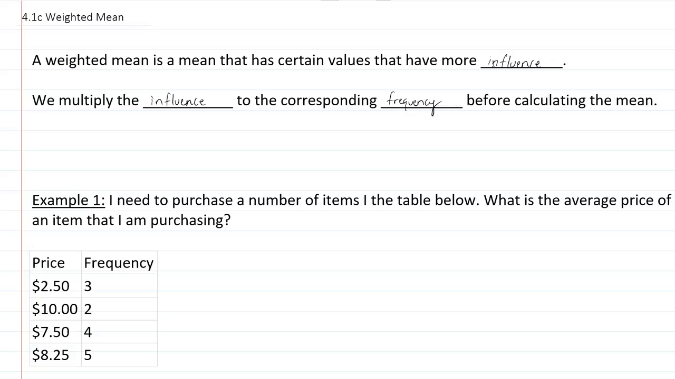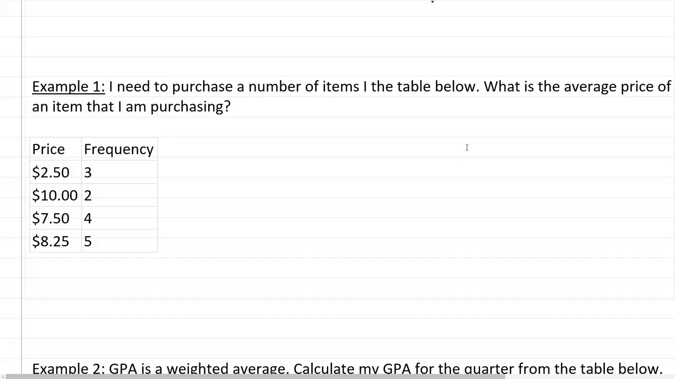So let's go through a couple of examples in which not all values are equal in the set. So example 1, I need to purchase a number of items in the table below. What is the average price of an item that I am purchasing? So let's round to the nearest cent in this problem as well. So how we do this is we multiply the price, which is the importance or the significance, right? Because things that are worth more should affect the average price more. So more expensive things have more effect on the average price.